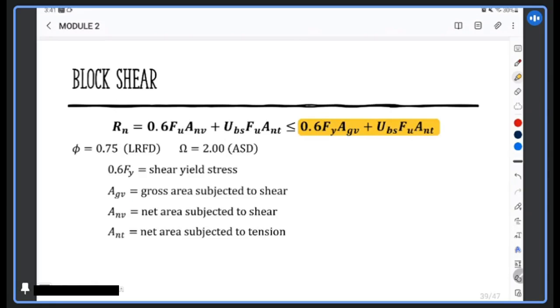Okay? Itong part na ito, yung nasa right. Kapag daw siya ay mas malaki, you have to use it. Kapag daw itong part sa right ay mas maliit kasi sa nasa left, pag mas maliit siya, you have to use the left one. Okay? So whichever is lower of the two will be used.